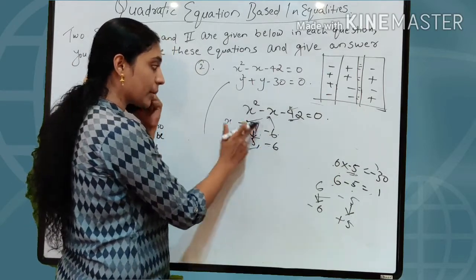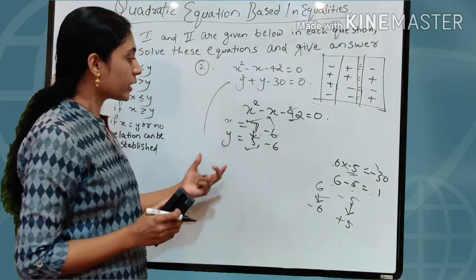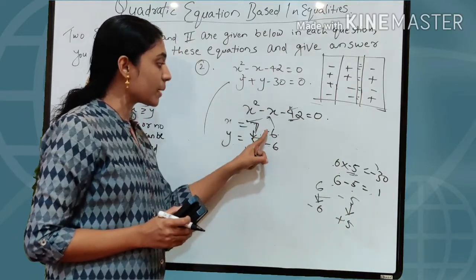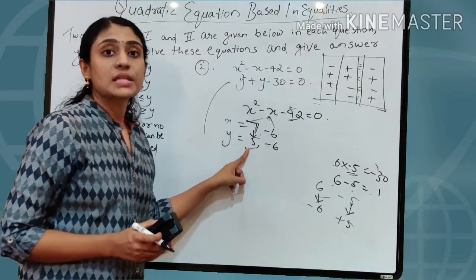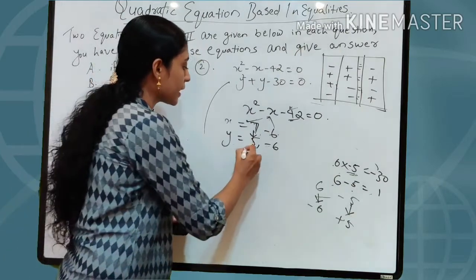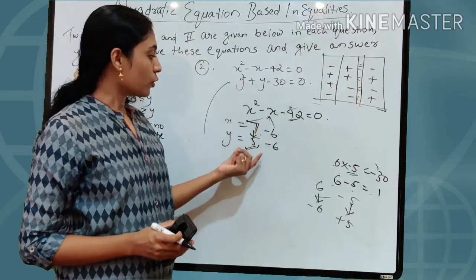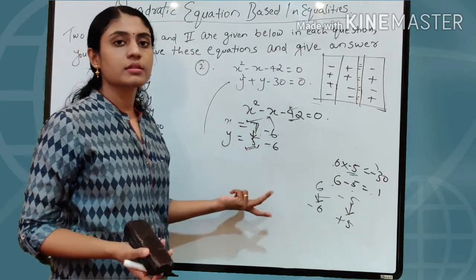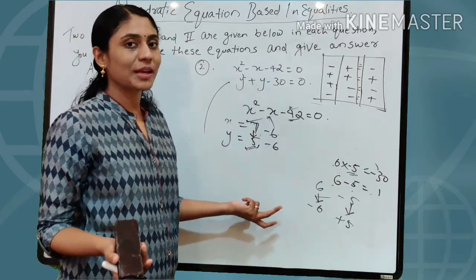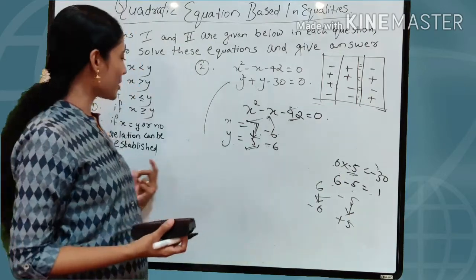That means when we compare 7 and 5, x is greater. When we compare 7 and minus 6, x is greater. But on the other hand, when we compare these two numbers, minus 6 and 5, plus 5 is greater. That means y term is greater. So on one hand, x is greater, and on the other hand, y is greater. That means no relationship can be established. So which option? Option E.